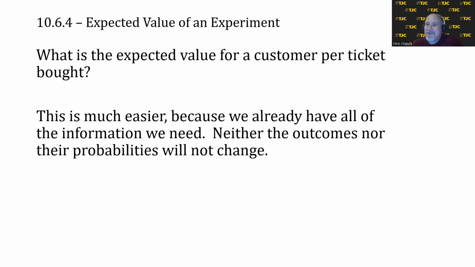What's the expected value for a customer per ticket bought? This is much easier because we have all of the information we need. And here's where I had to make a very critical grammatical correction. Neither the outcomes nor their probabilities will change. That's supposed to say will change. There are too many negatives in the sentence. Neither the outcomes nor their probabilities will change. They will all stay the same.